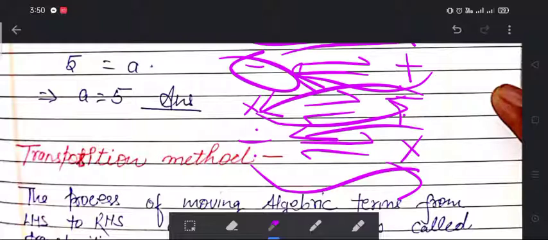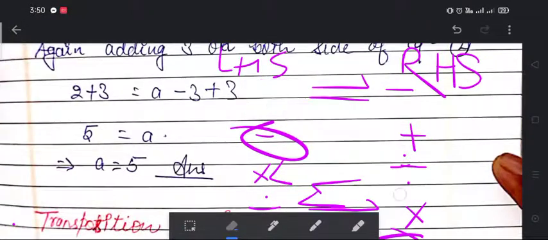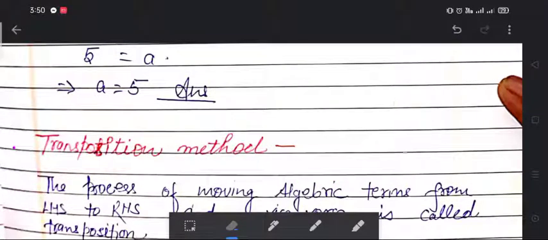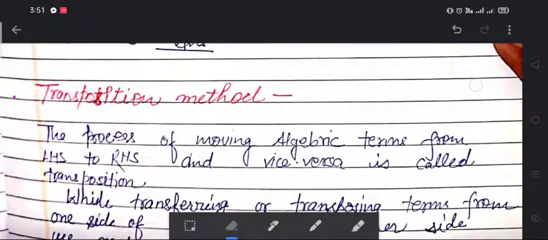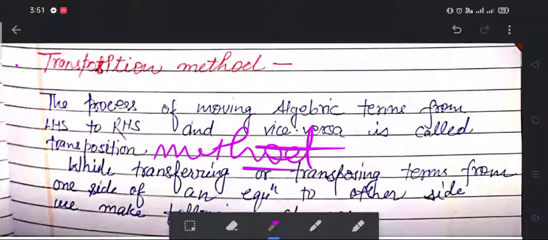So this is the basic rule that we have to remember in order to do the transposition method. Because of a lack of this knowledge, we cannot solve the question by the transposition method. This method says that the process of moving an algebraic term from left hand side to right hand side and vice versa is called the transposition method or only transposition. Both have the same meaning.